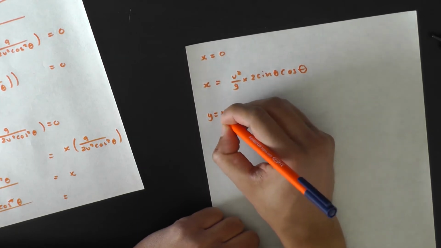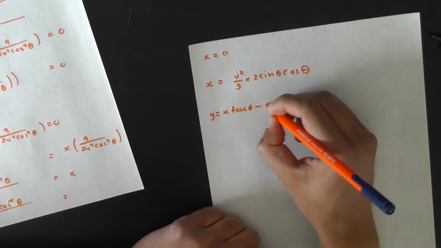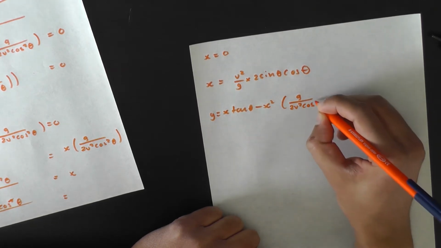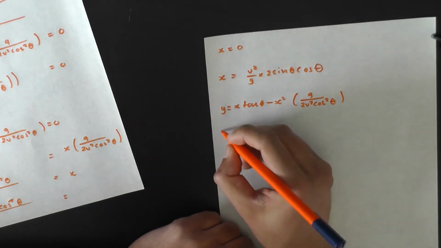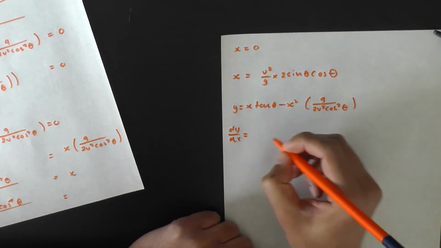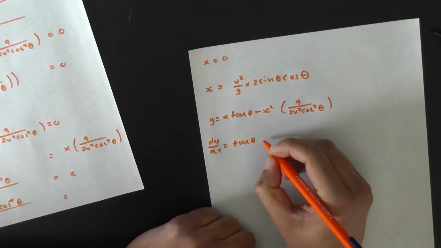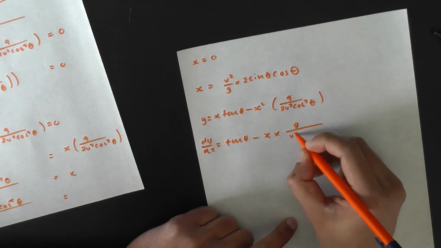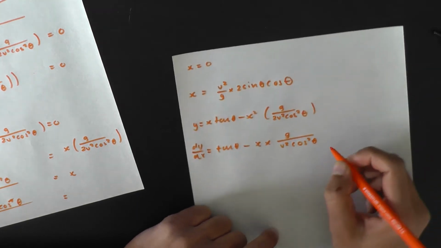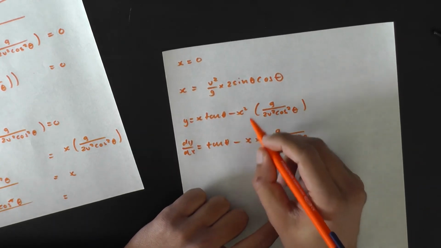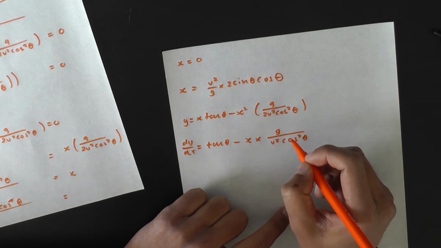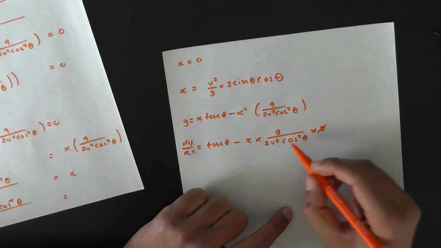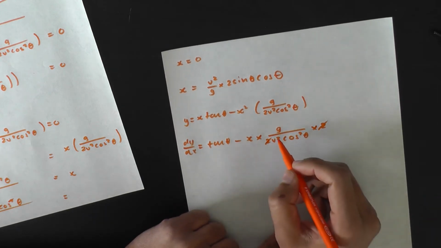Alright, we now have to find dy by dx. So y again is this, and dy by dx equals tan theta minus x times g over v squared cos squared theta. The 2 is actually cancelled out, because that would be 2 times x. You know what, I might as well just show it. The 2 from here and the 2 from the derivative cancel, and that's what we're left with.